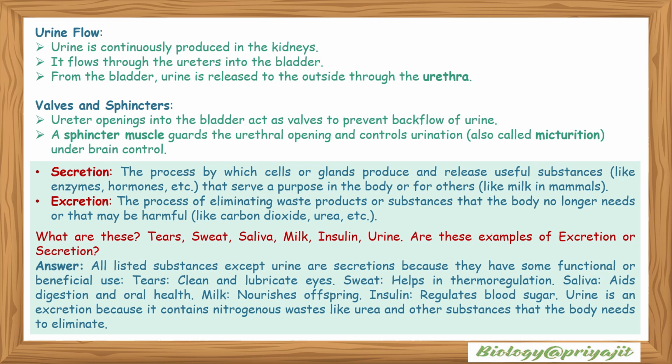What are these? Tears, sweat, saliva, milk, insulin, urine: are these examples of excretion or secretion? All listed substances except urine are secretions because they have some functional or beneficial use. Tears can clean and lubricate our eyes. Sweat helps in thermoregulation. Saliva aids in digestion and oral health. Milk nourishes offspring. Insulin regulates blood sugar. Urine is an excretion because it contains nitrogenous waste like urea and other substances that the body needs to eliminate.